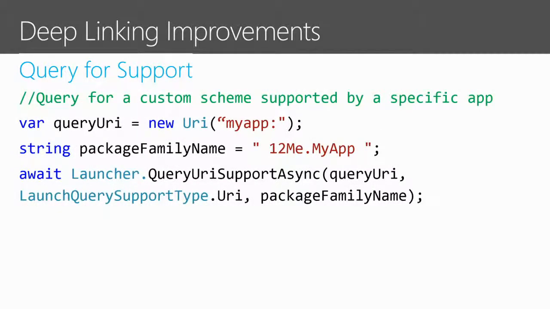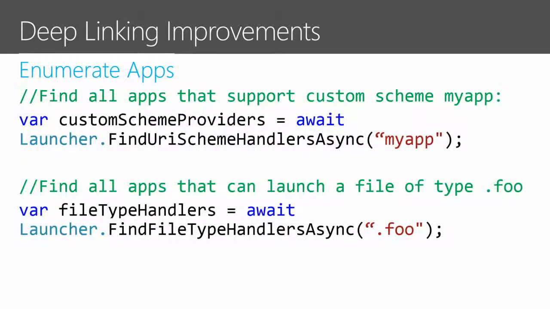We can also do this for a specific app, so we can actually turn around and say, is this specific app that handles this protocol installed? We can also do the opposite. This allows us to focus around extension scenarios.